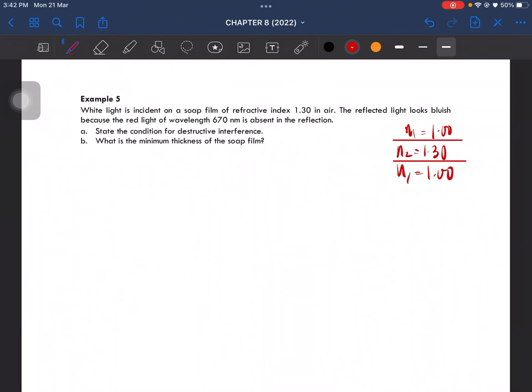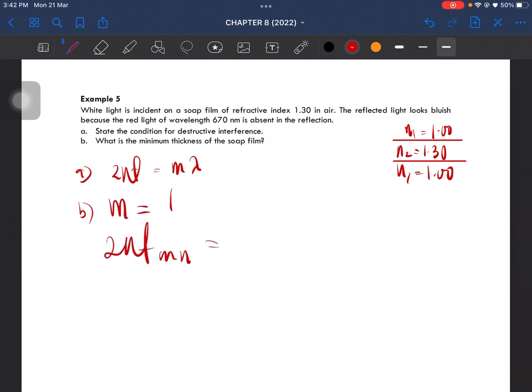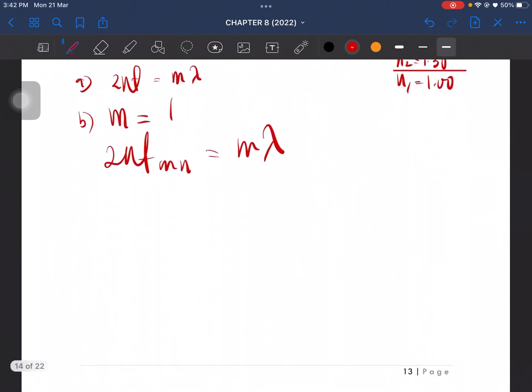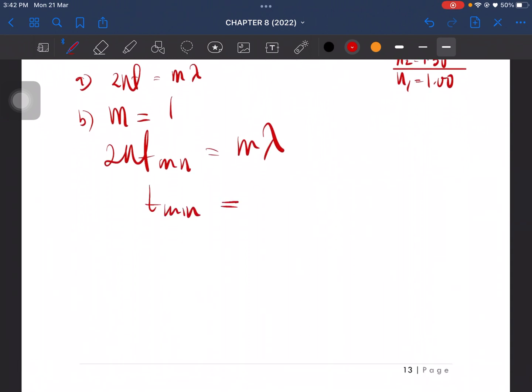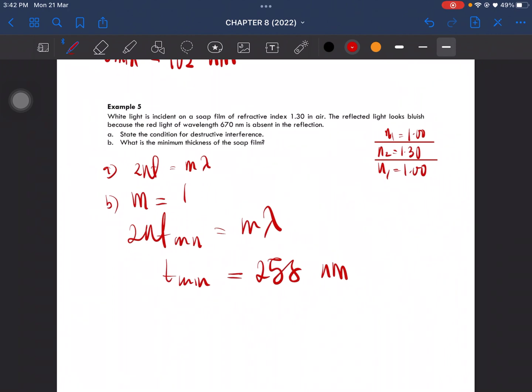So we have to state the condition for destructive interference. The condition for destructive interference is basically just written as 2nt equal to m lambda. And then what is the minimum thickness of the soap film? So for minimum thickness, m should be equal to 1. So that is m lambda. So you will get the minimum thickness to be equal to 258 nanometer. Okay? Alright, that is example number 5.